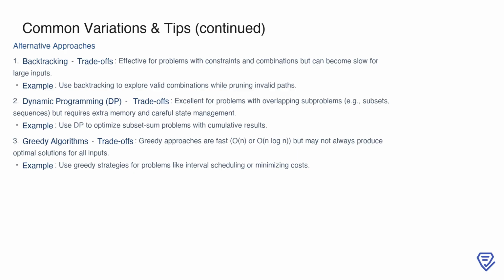Greedy algorithms, on the other hand, prioritize speed and simplicity, often achieving time complexities like O(n) or O(n log n). However, they're not always guaranteed to produce optimal solutions for all inputs. Use cases like interval scheduling or minimizing costs showcase where greedy strategies shine. Understanding these trade-offs allows you to choose the most effective approach for each scenario.